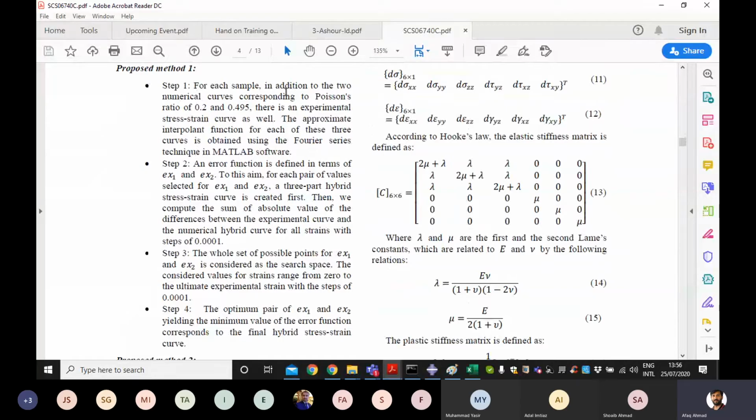For each sample, in addition to the two numerical curves corresponding to the Poisson ratios 0.2 and 0.459, this is the paper which is under review. This is not published work, and it will be published in 2021. So I am discussing the concept of how the researcher used the power of Abaqus to publish their work in 2021, six months ahead of today's date. So don't forget about this.